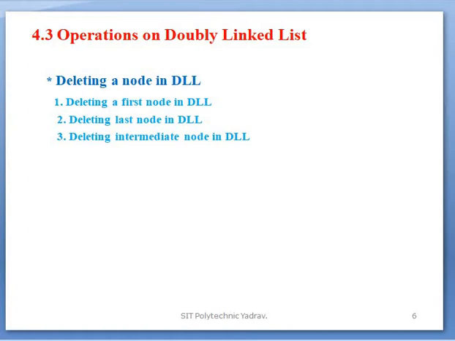So the next point: deleting a node in DLL. How to delete a node in a DLL? In 3 ways. First, deleting the first node in DLL, the last node in DLL, and an intermediate node, meaning a node in between.